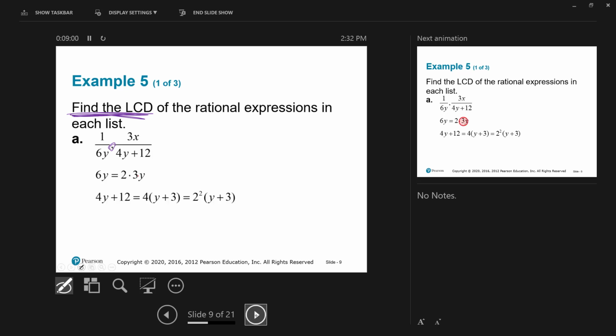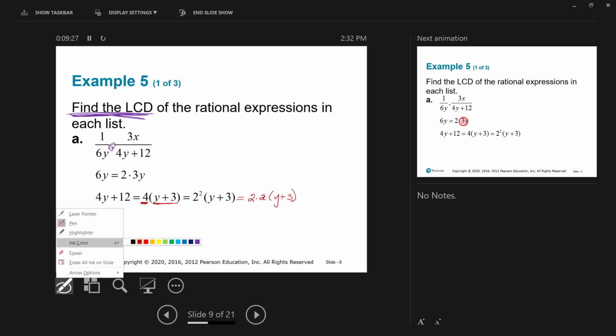We're going to look at the 4y plus 12, and we're going to notice that there's something in common. We can take out that 4, which leaves us this parenthesis of y plus 3. And the 4 can even be factored to 2 squared. Now, I'm going to be honest with you. I think the better way to write this is 2 times 2 times the parenthesis of y plus 3. That is my suggestion.